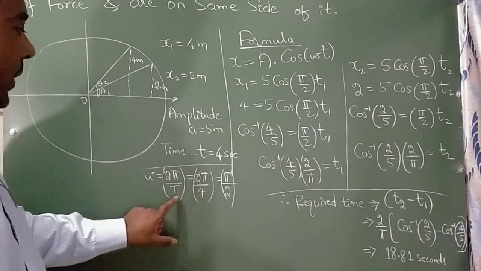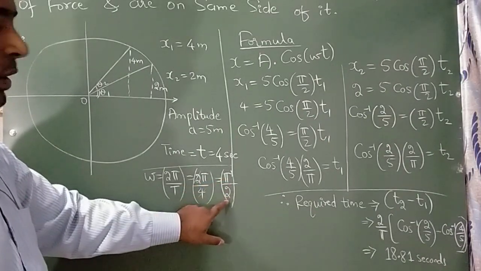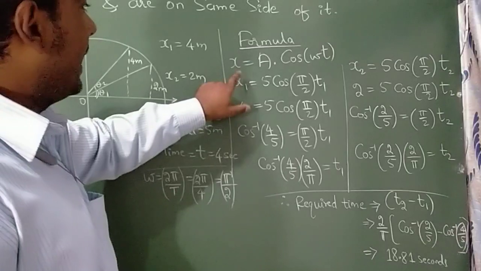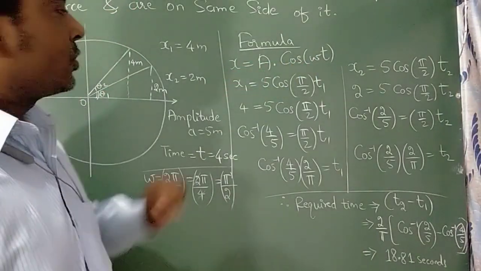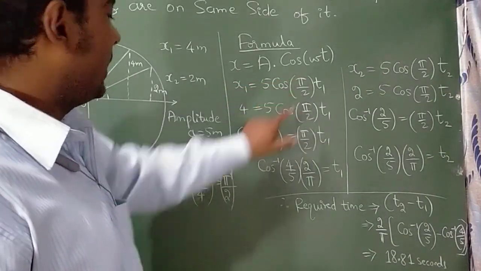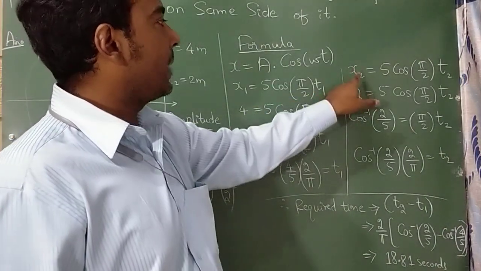Now omega is equal to 2 pi upon T, which is 2 pi upon 4 because T is 4 second here. 2 ones are 2, 2 twos are 4. So pi by 2 is omega. So by the formula of motion, x is equal to a into cos omega t. A is amplitude. So I have taken x1 is equal to a cos of pi by 2 into t1. Okay, that is time t1.